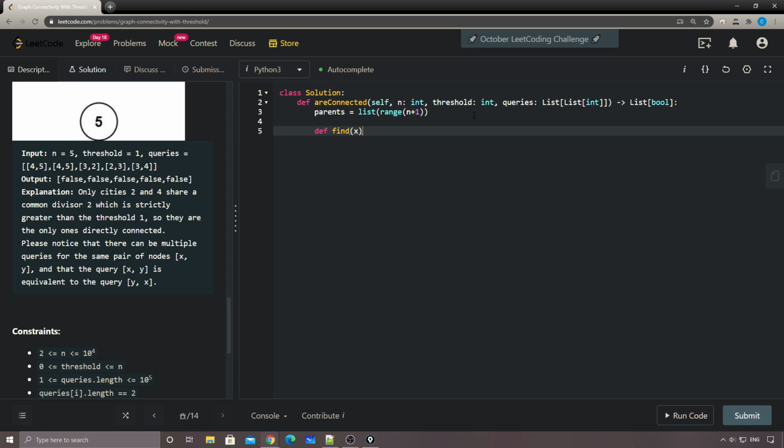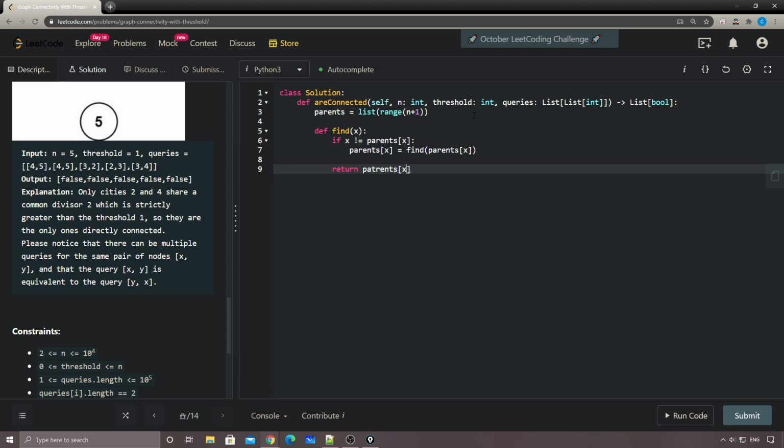So first thing first is the find. For the find, the template is like this. If x is not the same as its parent, then we do a recursive find with this parent. The reason we're doing this is that while we're doing this recursion, we're also doing a path compression.